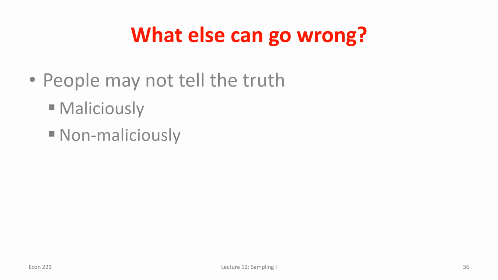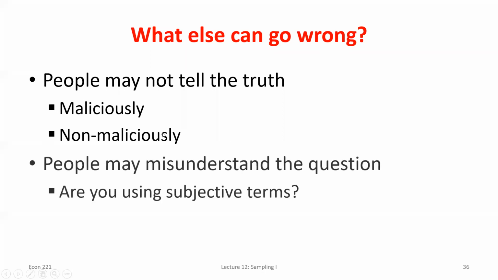So what else can go wrong? First, people can lie to you when you're collecting data, either maliciously or non-maliciously. They might be lying on purpose. They might be lying because they forget whatever question you're asking. If I ask how much money you spent on X, Y, and Z, you might not remember the exact amount. You'll give me an amount, and you'll probably round it. So you might tell me it was $100, when maybe it actually was 92. That's non-malicious lying.